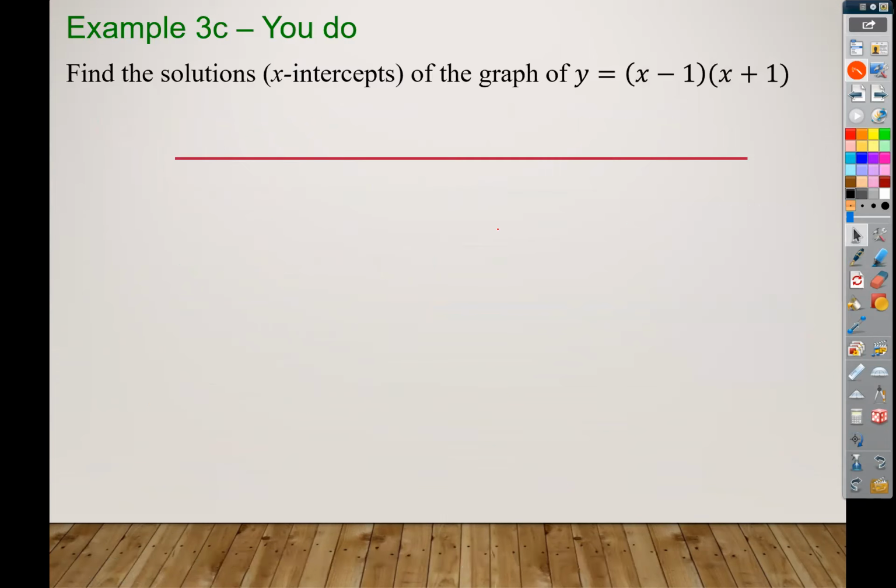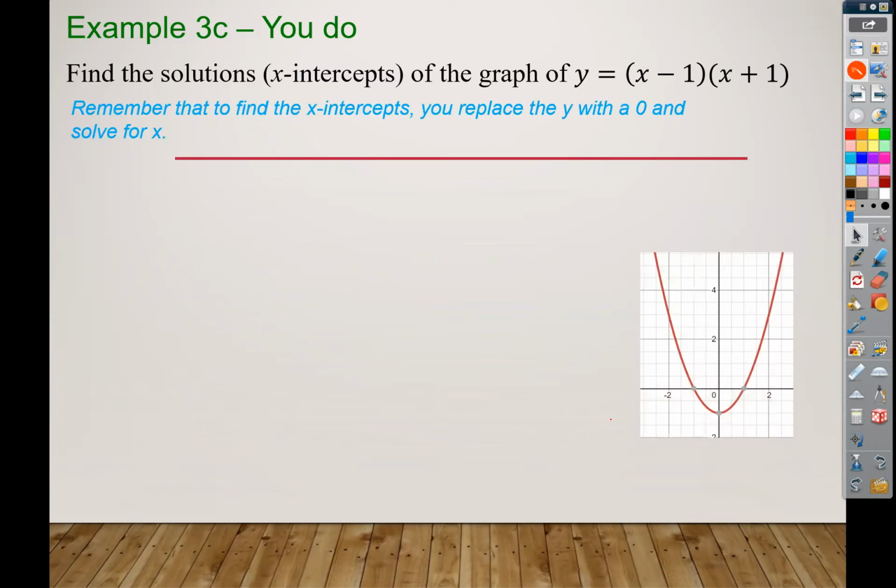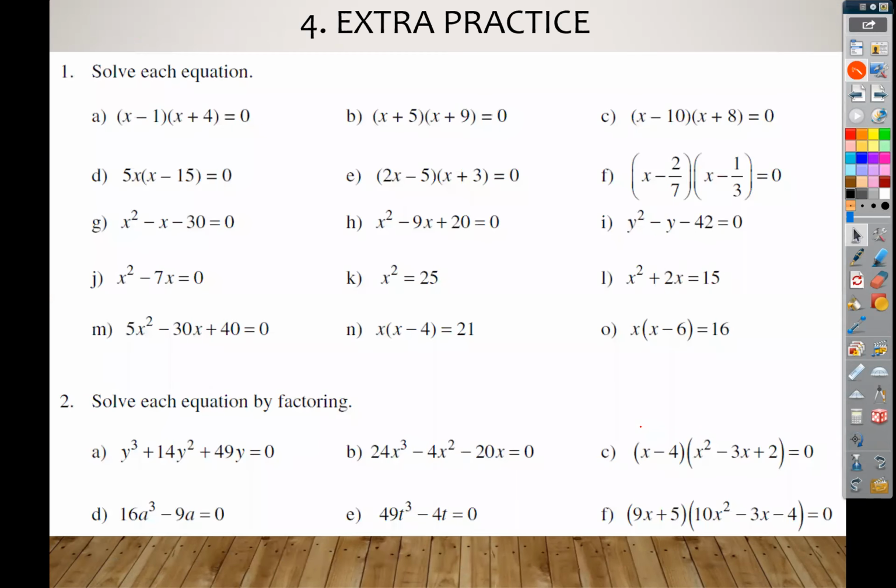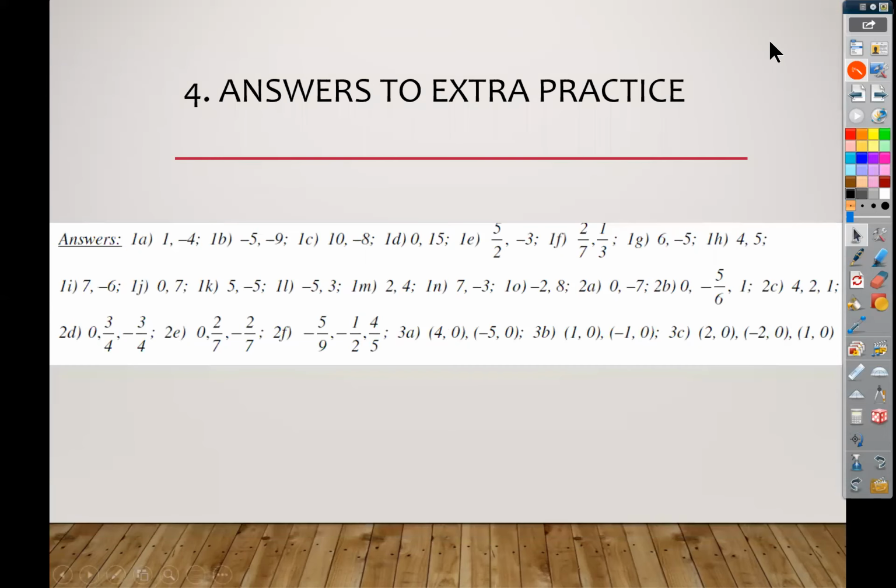All right, here's one for you to do, so go ahead and try. Your graph would look like that, which means that your x-intercepts are at 1 and -1. All right, here's some extra practice for you to do, so go ahead and pause the video. And your answers are right here.